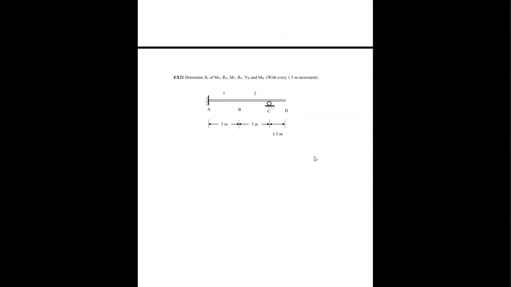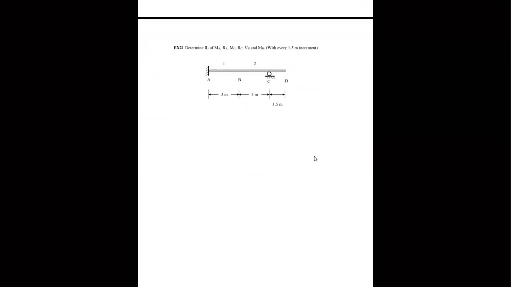Okay. Are there any more questions regarding this problem? I guess that means no. We have another example before the class is over. Now it's another 1 degree of redundancy structure. So it's a prop cantilever.